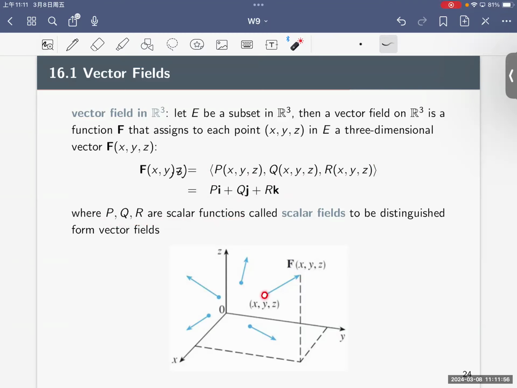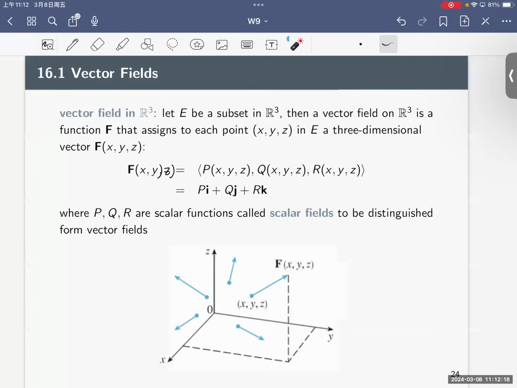In the graph, the vector field looks like this. At each point in the space, there is an associated 3D vector. At this point, this is the associated vector. At this point, this is the associated vector. So I assign to each point a vector. This is a vector field in 3D space.